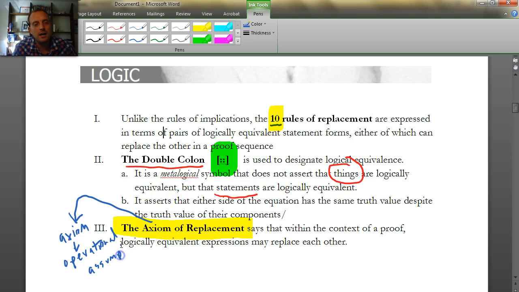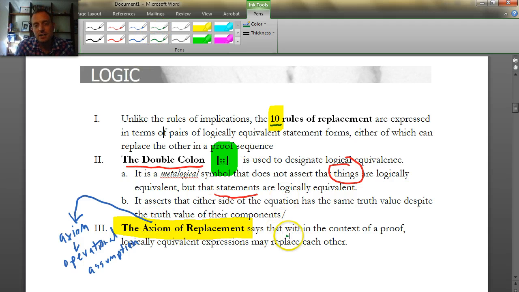And the reason we can't prove the axiom of replacement is because the axiom of replacement is the assumption that allows us to use the rules of replacement, which means that we can't use the logical rules of replacement to prove it because it depends upon it. And if you're sort of confused there, take a look at what an axiom is. Go to the internet, go to the Stanford Encyclopedia of Philosophy, look up axiom, and you'll see what I'm talking about. But here's what the axiom of replacement says.